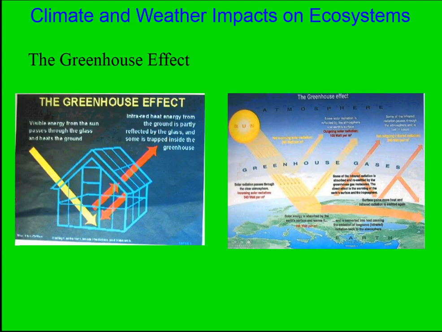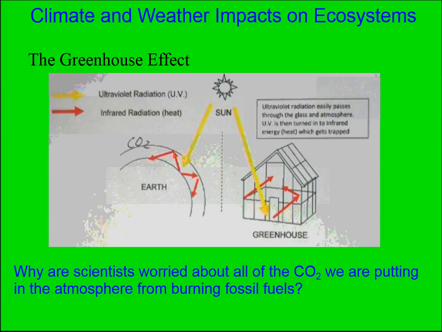You need to understand the greenhouse effect. Ultraviolet radiation passes right through the glass of the greenhouse or the atmosphere very easily. It gets turned into infrared or heat energy, which then gets trapped. Carbon dioxide is the main greenhouse gas that's trapping all that heat. So why are scientists worried about all the extra carbon dioxide we're putting in the atmosphere? It's because it's leading to increased global warming caused by the greenhouse effect.